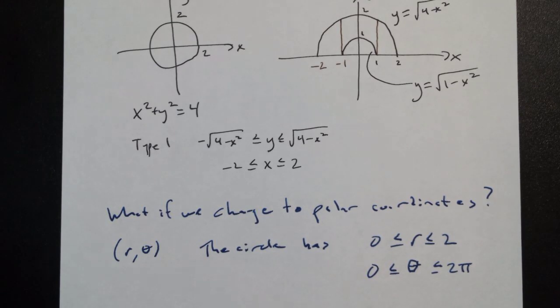Guess what? That's not a type 1 region. That's not a type 2 region. That's a rectangle. Number, number, number, number. Just my coordinates aren't x and y. I'm going to say that again because it sounds really stupid. That circle is a polar rectangle because its boundaries are only constants.